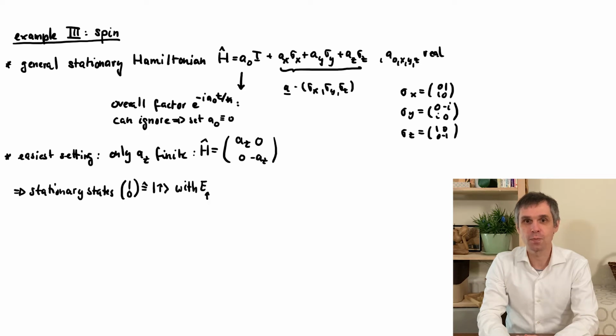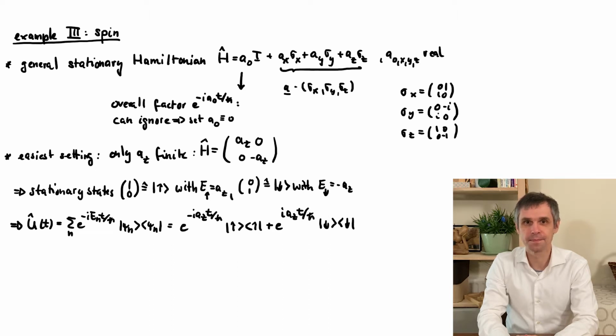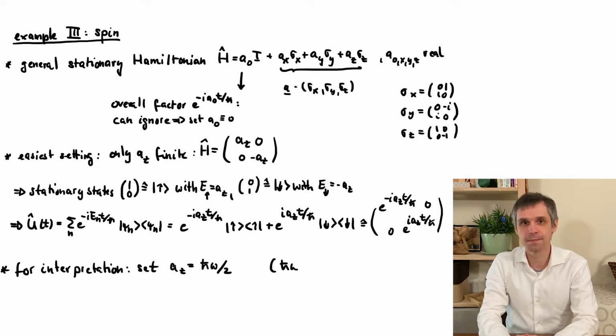Then the stationary states are just spin up and spin down with energies of plus or minus A_z. Using our general expression from the superposition principle, the time evolution operator takes an exceedingly simple form given here. To keep expressions compact and facilitate their interpretation, I introduce here an angular frequency omega. The resulting dynamics has the simple interpretation of a rotation of the spin in space.